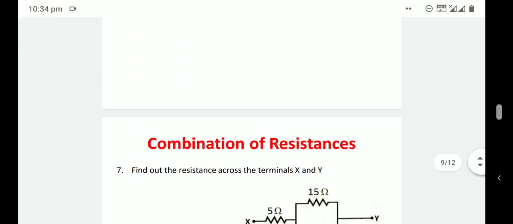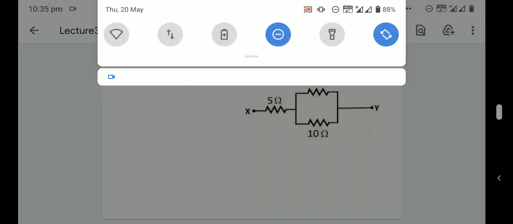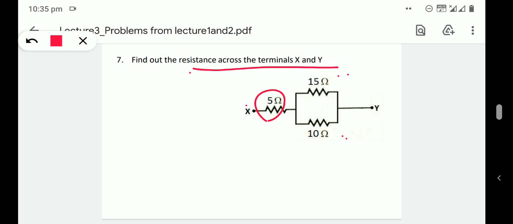Okay. Then next is seventh problem. It is from combination of resistances. Here two resistors are connected in parallel and one is here. We need to find out the equivalent resistance across X and Y. So here this is a 5 ohm resistor, and 15 and 10 are parallel.